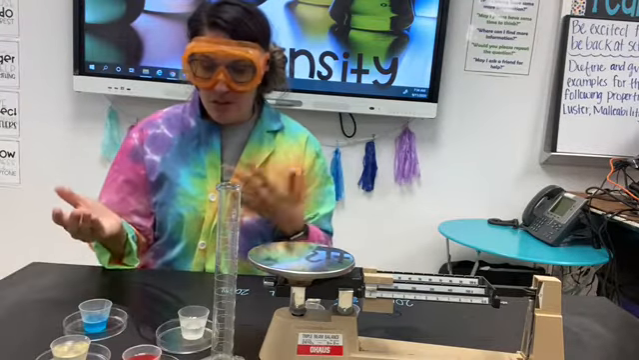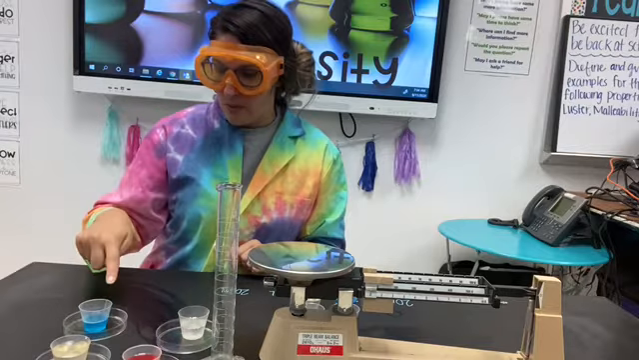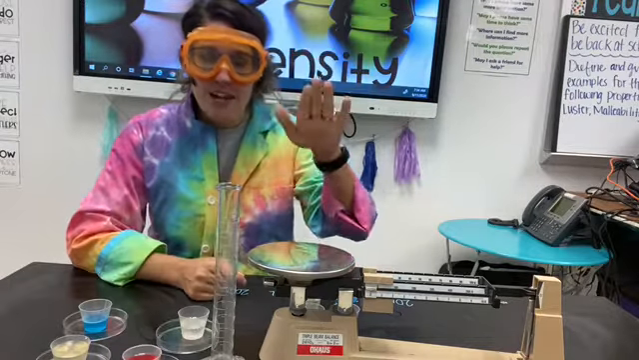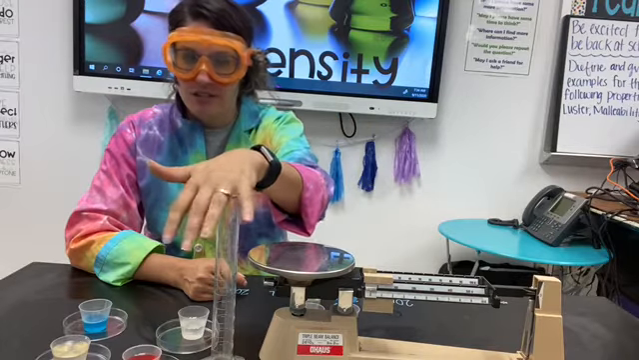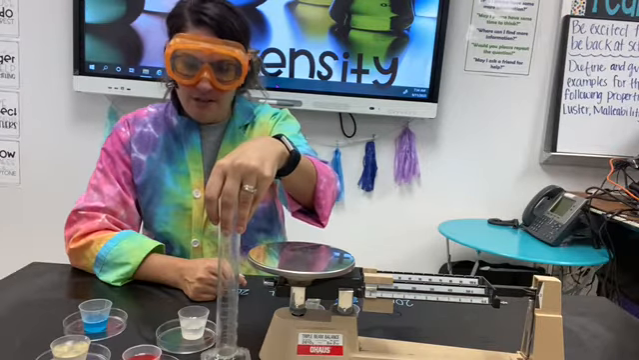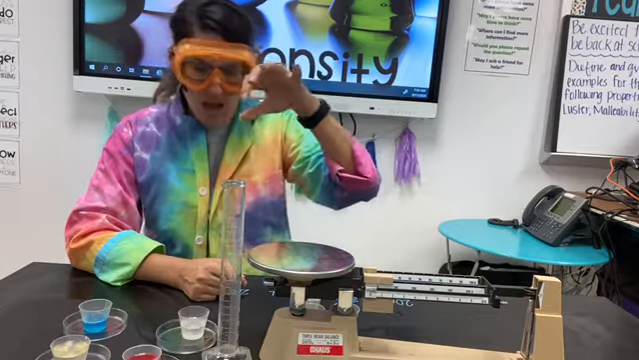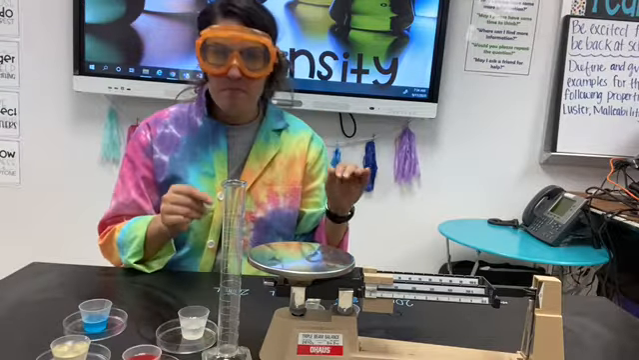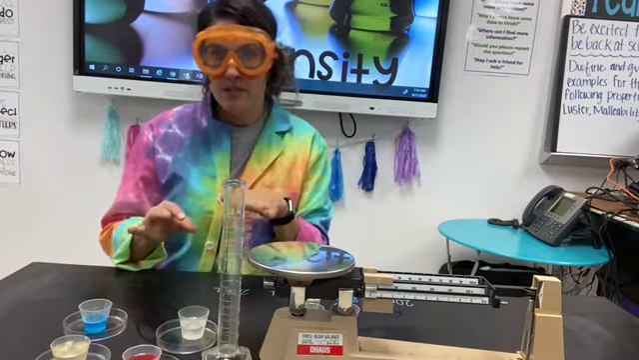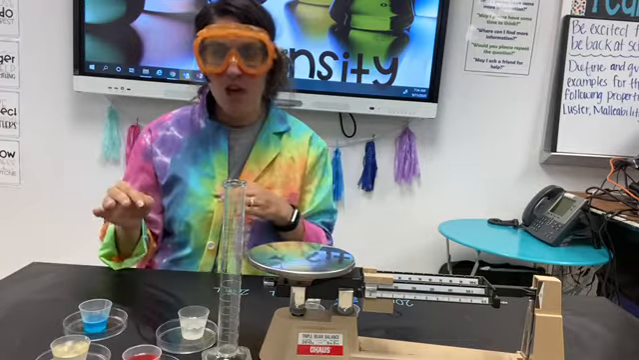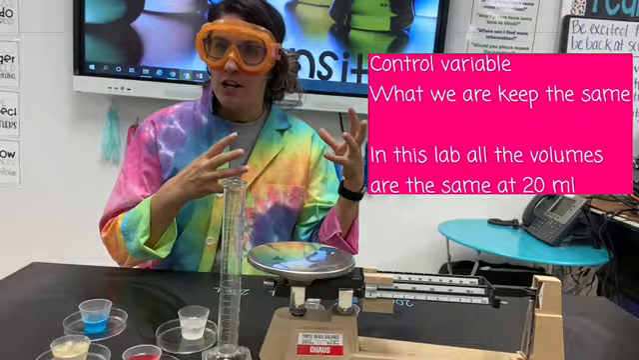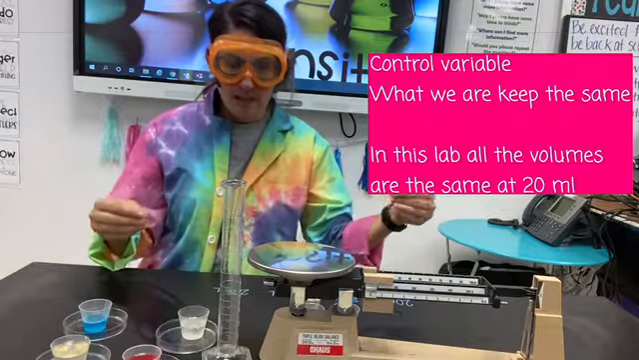So I did get some materials. I have my 4 different liquids. I have a triple beam balance so I can measure mass. And then I have a graduated cylinder to test another property here. And then I did measure out all of my liquids to be the same. They are each 20 milliliters full. So that's going to be my control variable. We're keeping that the same.